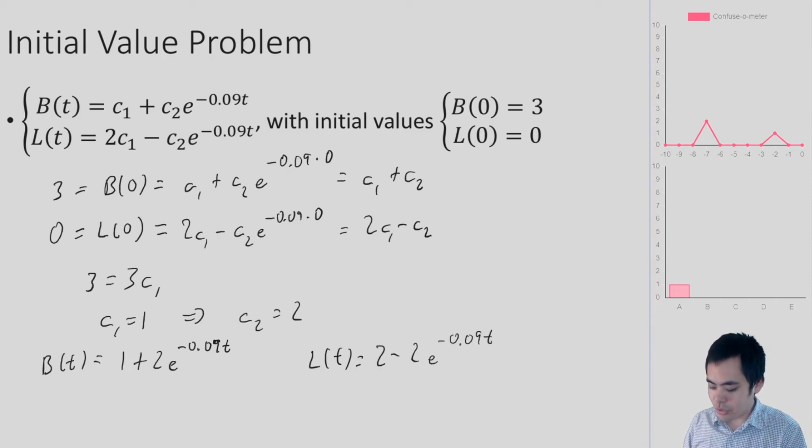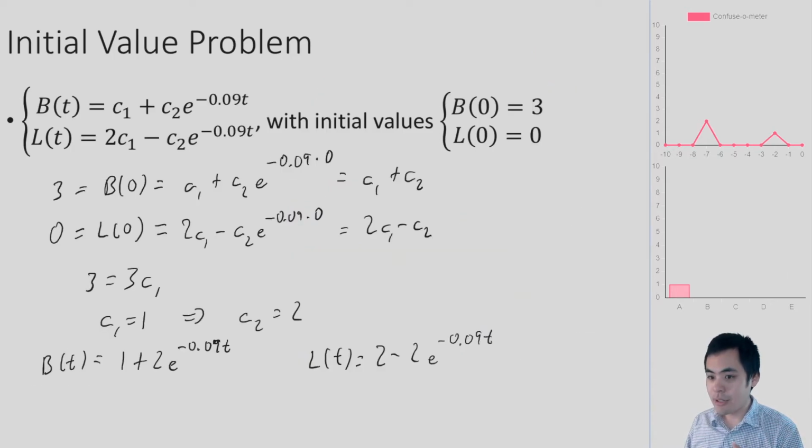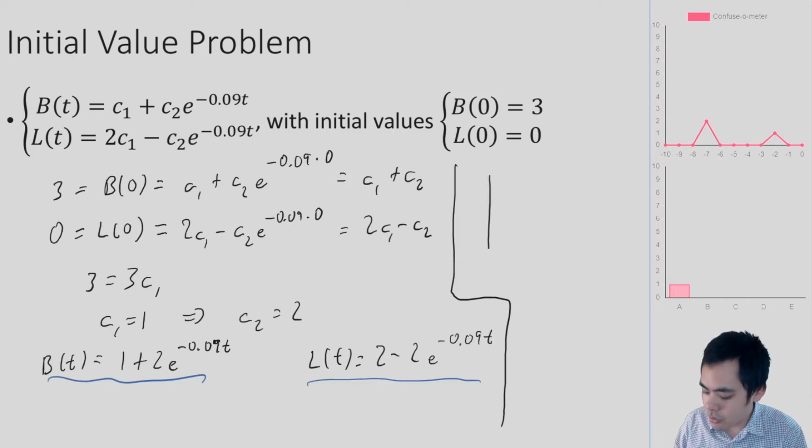And what was our original question? How much TCGSA is in the blood or liver as a function of time? This allows us to completely solve that. In fact, one other interesting question is how much is there at time infinity? So this is our answer, and in fact, we can plot these out.